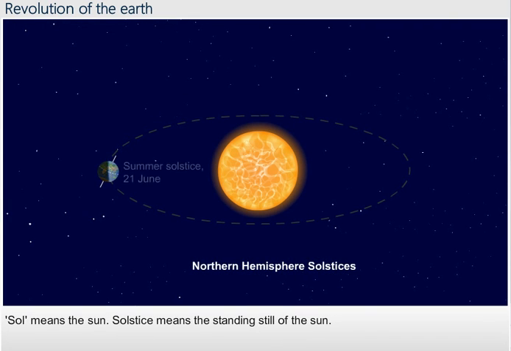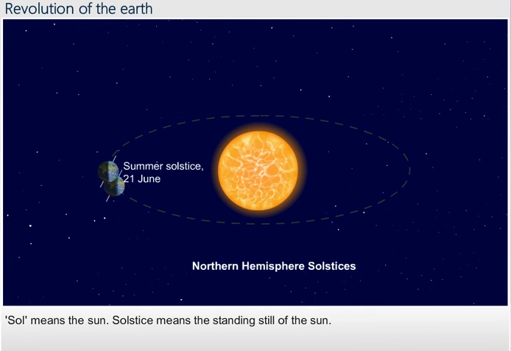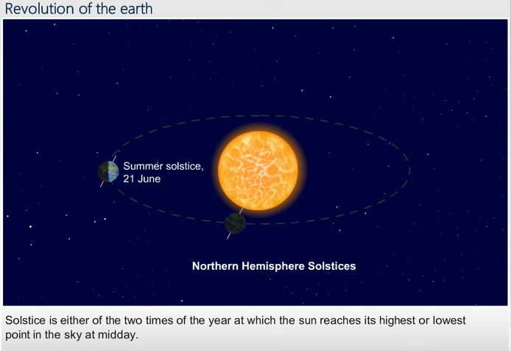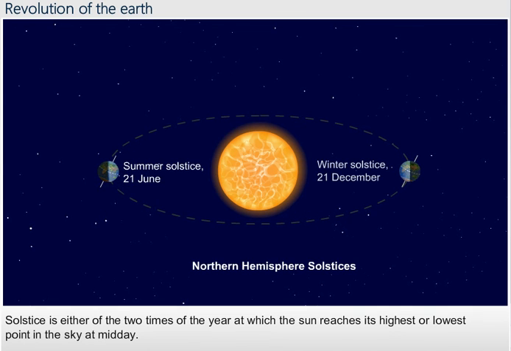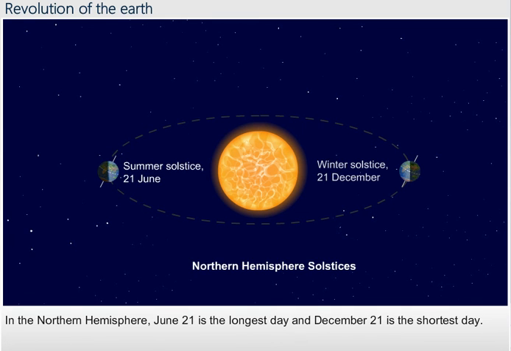Sol means the sun. Solstice means the standing still of the sun. Solstice is either of the two times of the year at which the sun reaches its highest or lowest point in the sky at midday. In the northern hemisphere, June 21st is the longest day and December 21st is the shortest day.